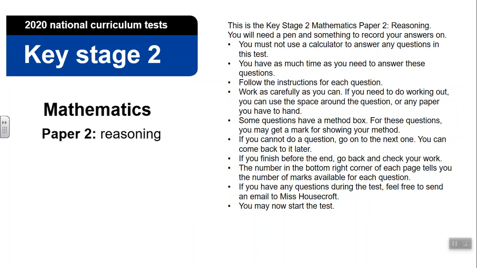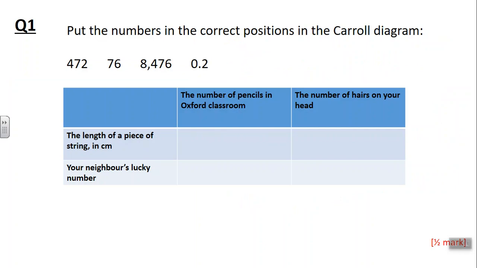If you cannot do a question, go on to the next one. You can come back to it later. If you finish before the end, go back and check your work. The number in the bottom right corner of each page tells you the number of marks available for each question. If you have any questions during the test, feel free to send an email to me. You may start the test.